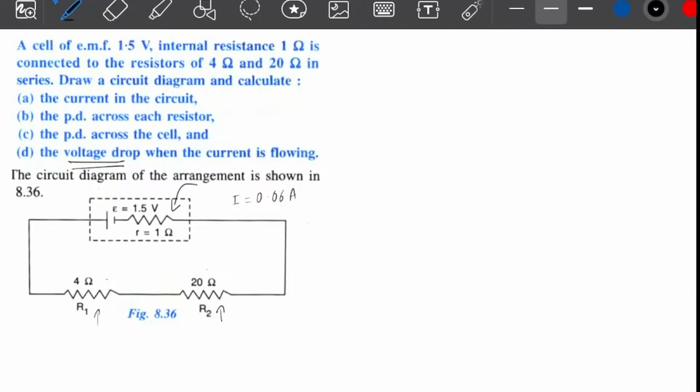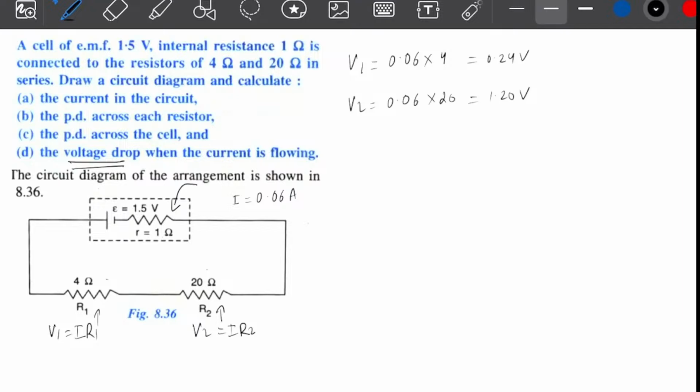Okay, so it becomes very easy. We know the value of V1. Let's say V1 is equal to IR1, and V2 is equal to IR2. So V1 would become I is equal to 0.06 amperes, and R is 4, and V2 would become 0.06, and R was 20. So accordingly, while calculating these two together, we would get a value of 0.24 volts, and for this part we would be getting a value of 1.20 volts. These are the two values which we will get from this.